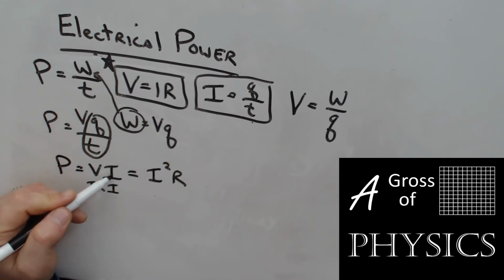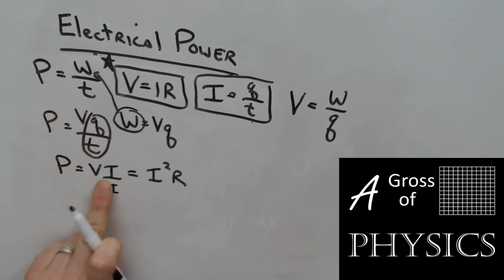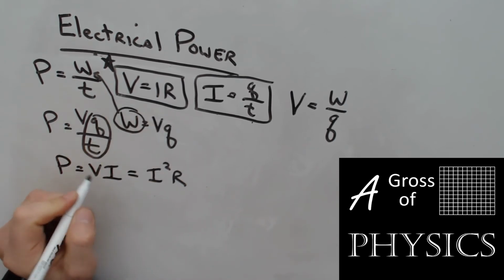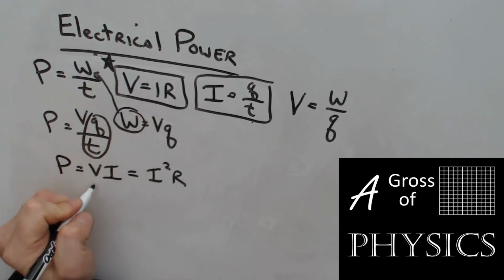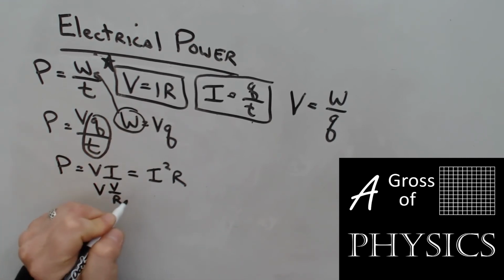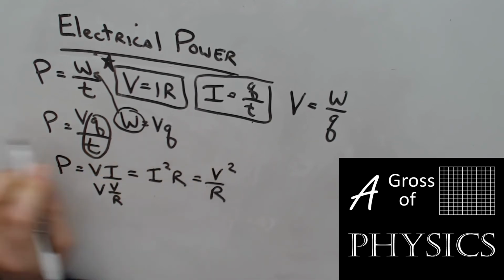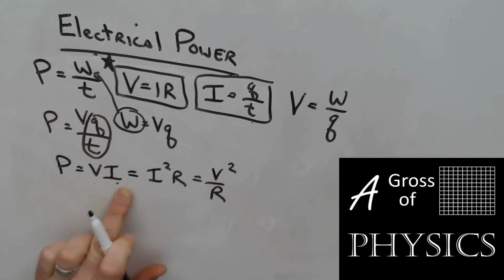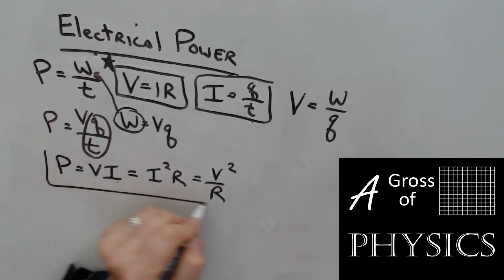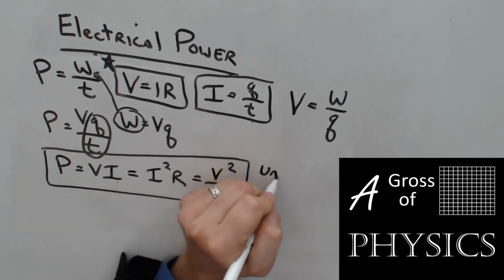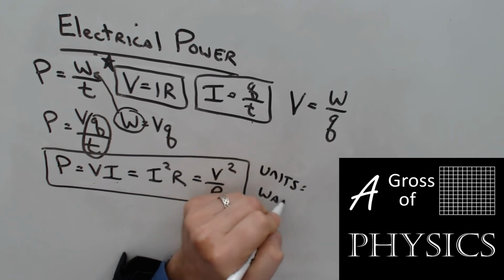Now, maybe we don't have the I, and we want to replace that. So if that's the case, we'll divide this by R. We'll replace the I with V over R. Well, instead of having two V's, we'll just turn it into V squared over R. So our power equation actually has three forms. It's P equals VI, P equals I squared times R, and P equals V squared over R. So we have three different versions of the power equation. The units are always in watts.